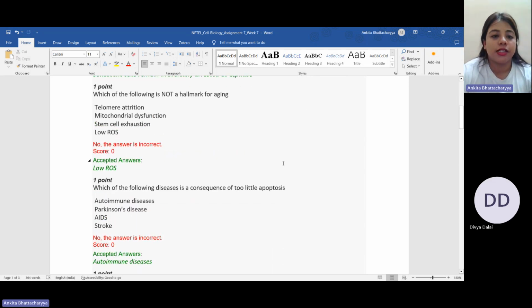The second question is about which of the following is not a hallmark for aging. We discussed the different types of hallmarks. You have telomere attrition, where the telomere ends are getting pinched off or eroded, which is considered a hallmark for senescence and for aging as well. Mitochondrial dysfunction was also a part of it. Stem cell exhaustion was also a part of it, but low ROS, or low reactive oxygen species, is not usually considered a hallmark for aging. In fact, the excessive production of ROS is not beneficial, and that can lead to random breakage within the genome.